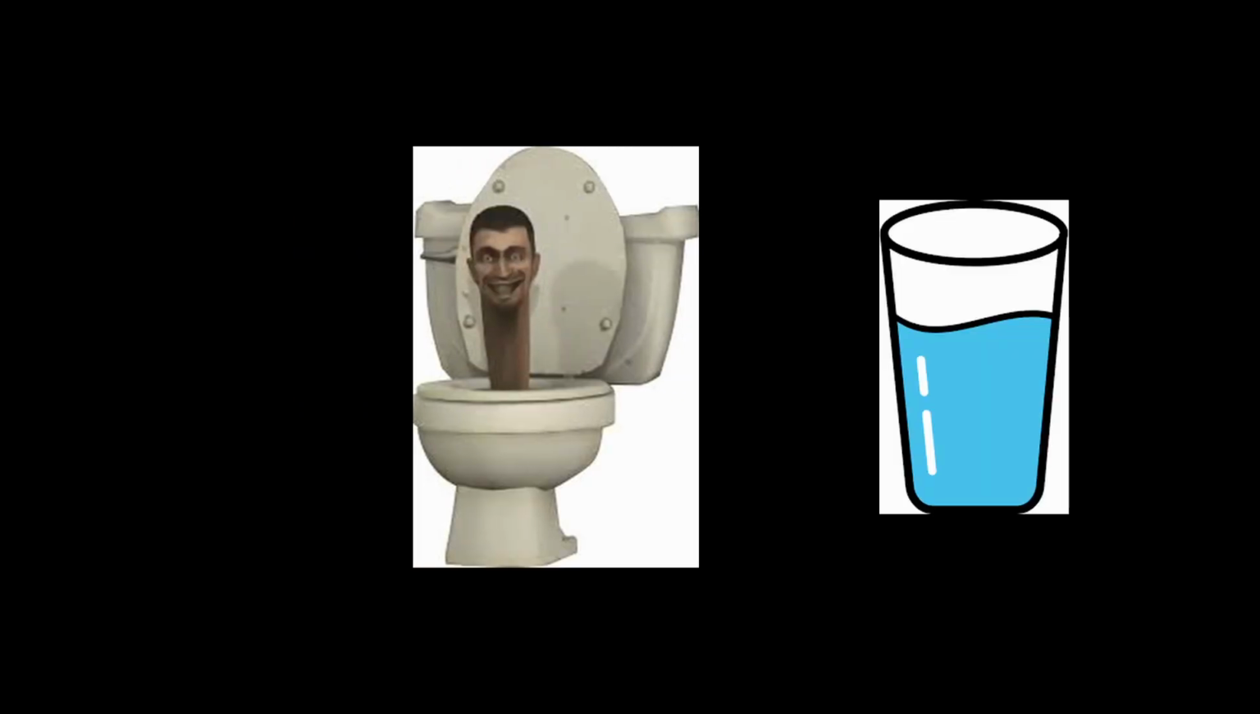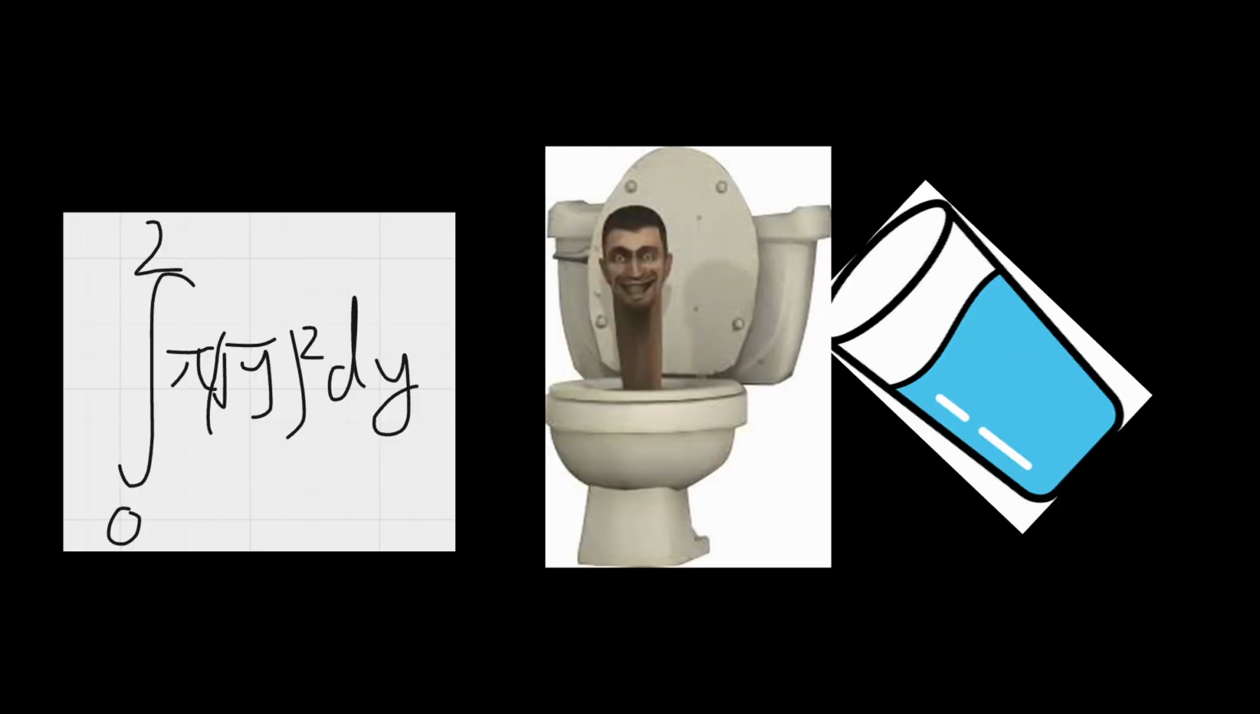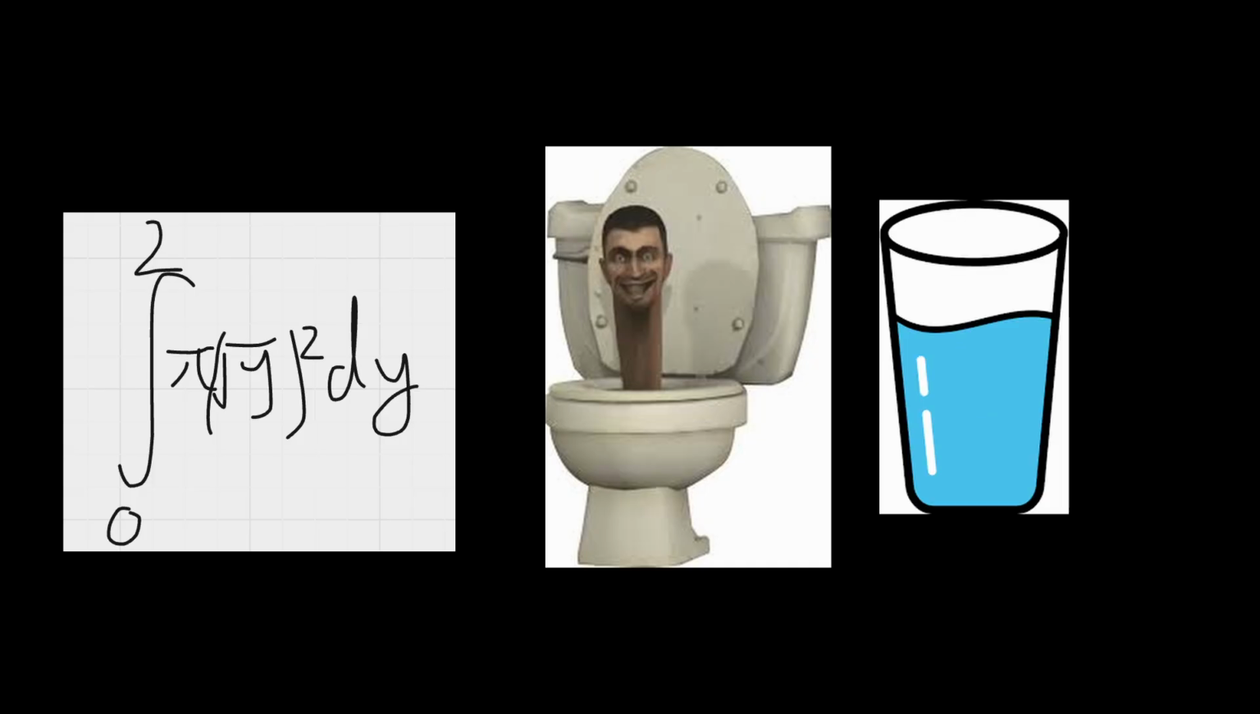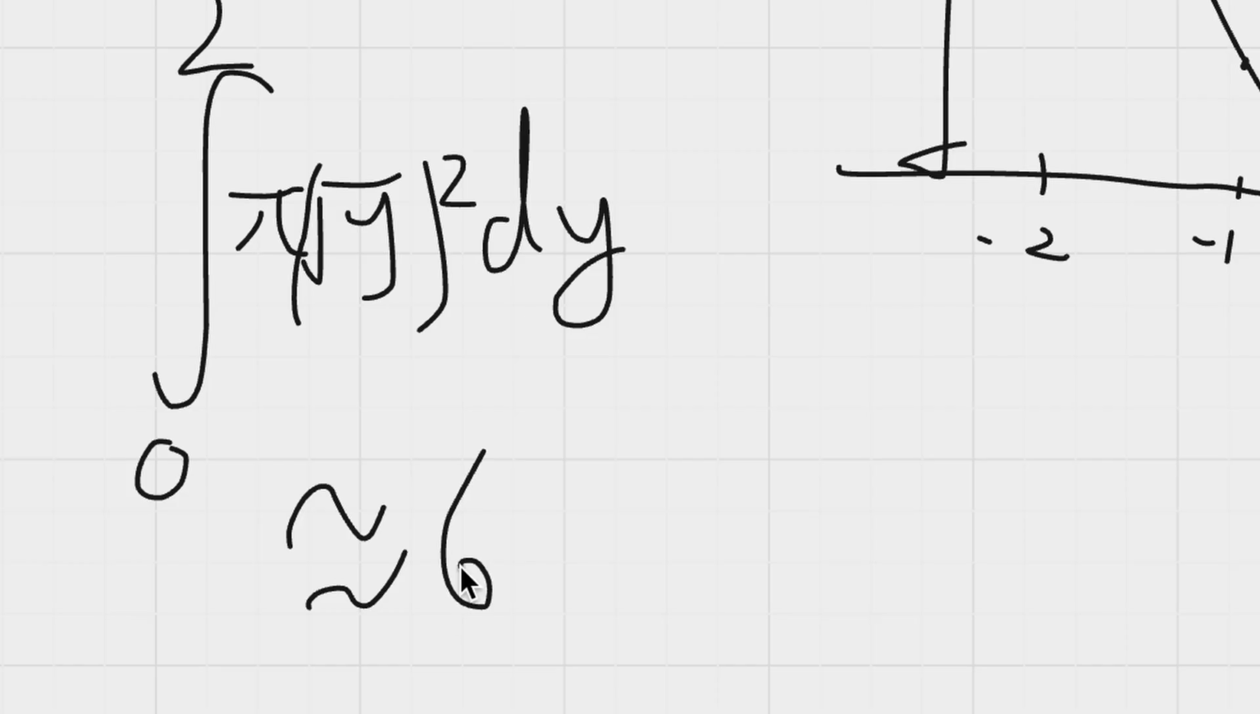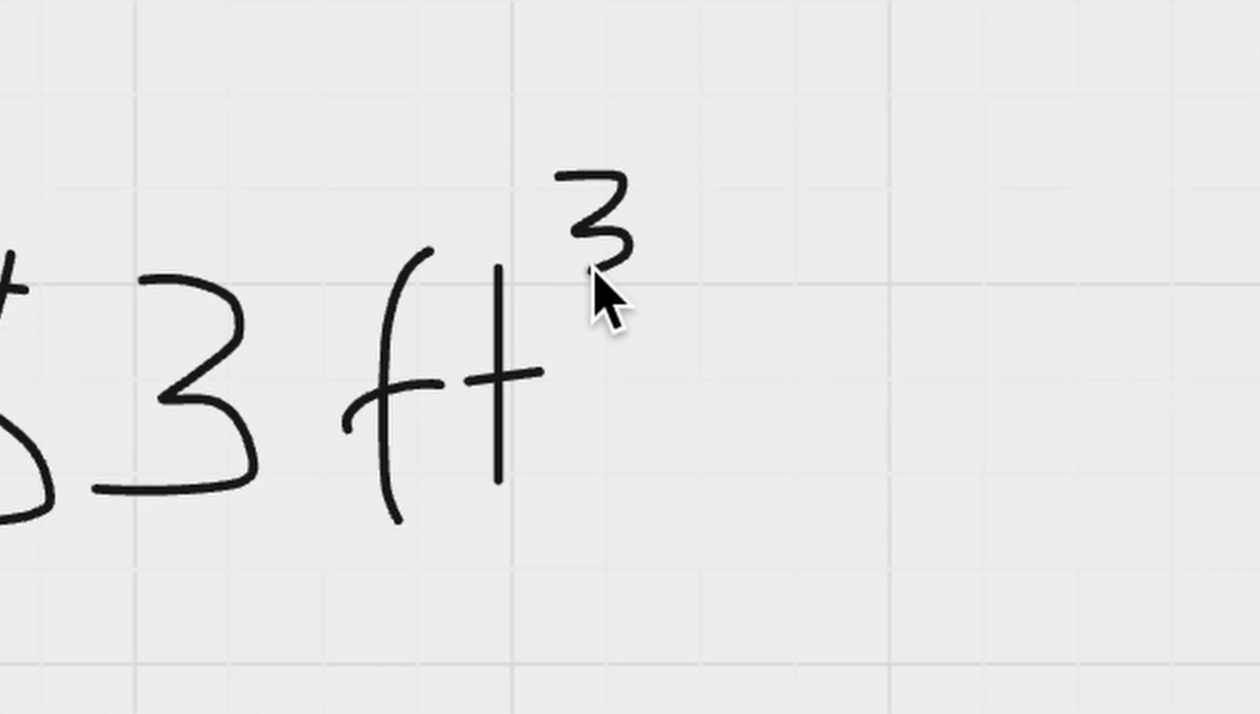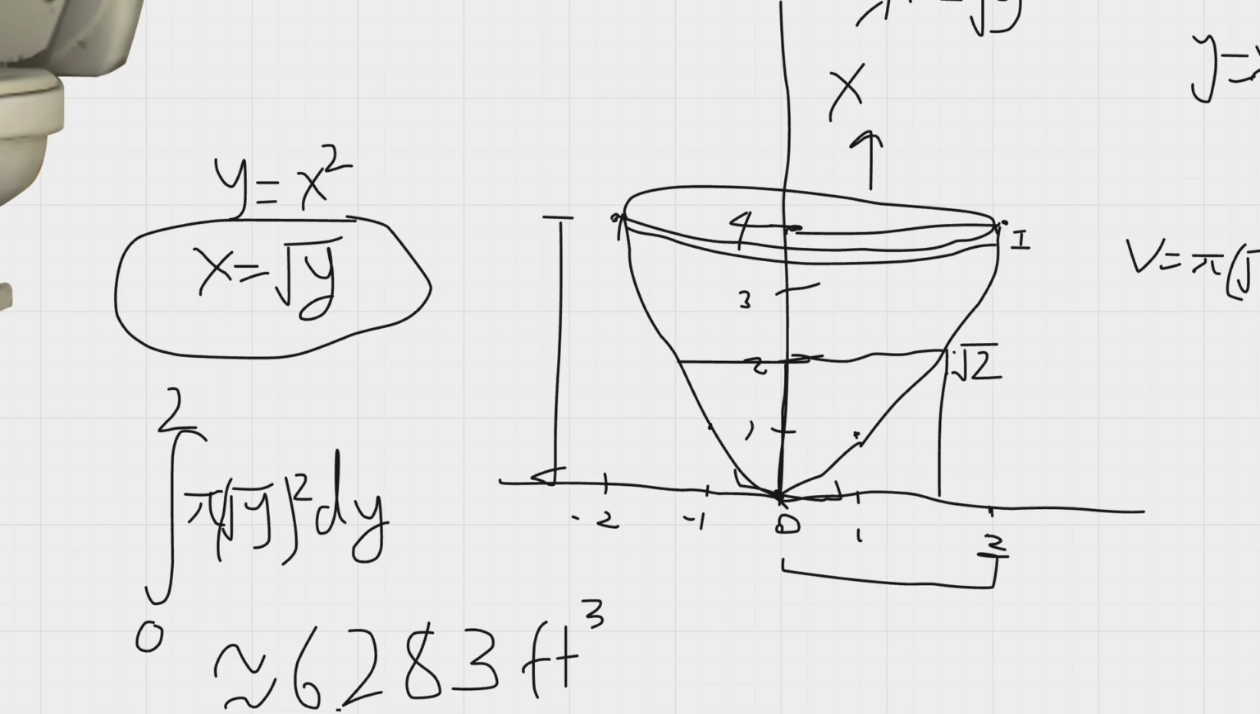So, using the example we gave, we can find the amount of water that the skibbity toilet bowl can hold through the integral of pi from 0 to 2 square root of y squared dy, which equates to roughly 6.283 volumetric units.